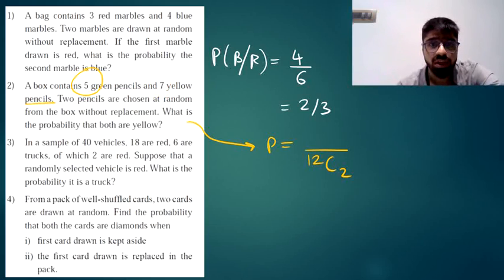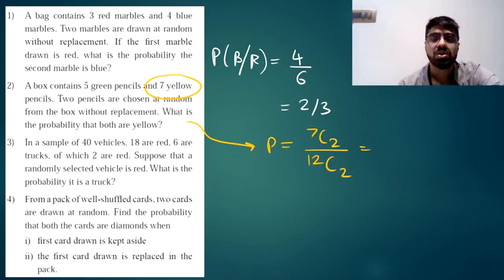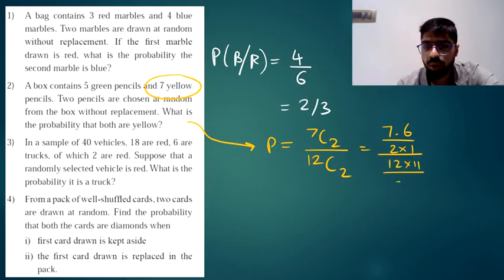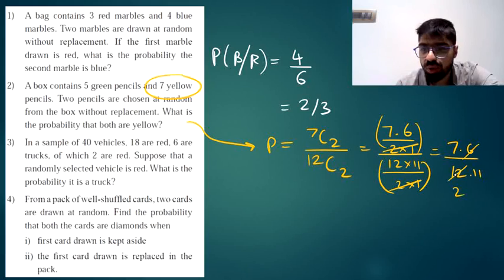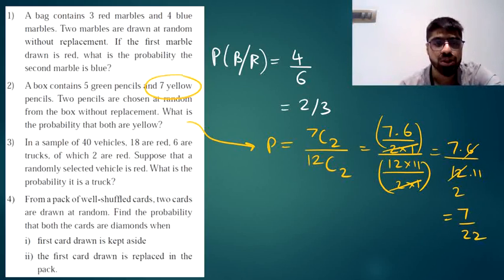We want both of them to be yellow pencils. So any 2 out of the 7 yellow pencils can be selected in 7C2 ways. So 7C2 upon 12C2 is the required probability. You can calculate it by 7 into 6 upon 2 into 1 divided by 12 into 11 upon 2 into 1. That 2 into 1 in the denominator gets cancelled, and you are left with 7 into 6 upon 12 into 11. 6 cancels off 12, and the final answer there will be 7 upon 22. Going ahead with question number 3.